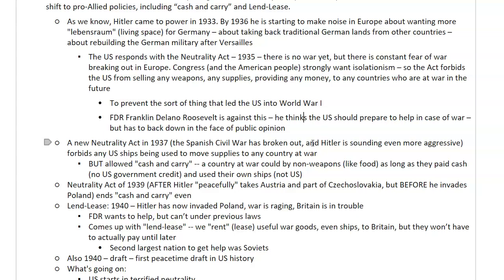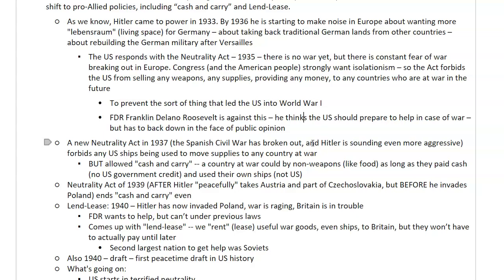So the Neutrality Act of 1937 forbids any U.S. ships from being used to move supplies to any country at war. So in 1935, we say you can't sell anything to the Allies, should they ever happen, because there's no war yet. In 1937, we say, not only can't you sell them stuff, but you can't even use American ships to ship stuff that they buy elsewhere.